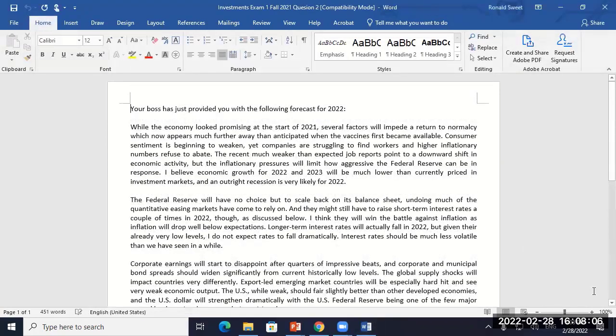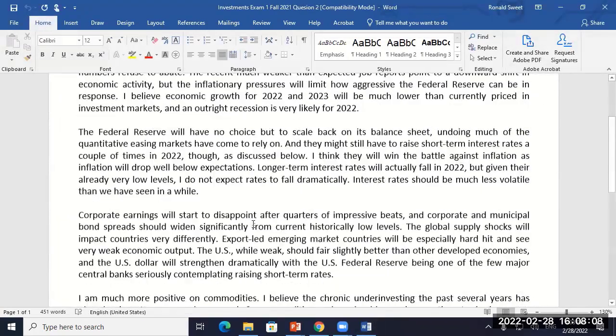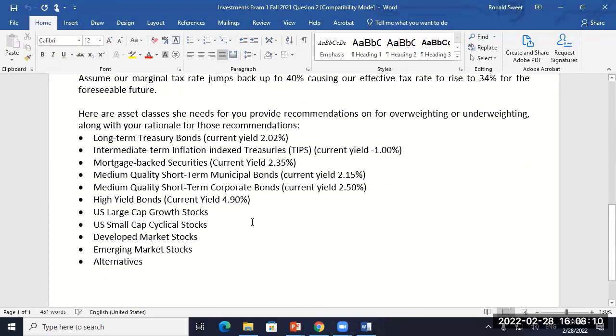So you've got that problem to work on. It's a 30-minute question. You can probably do it under 30 minutes. Looks real familiar, right? You have a scenario, you have a list of asset classes. So real familiar stuff. So see if you can work on that.